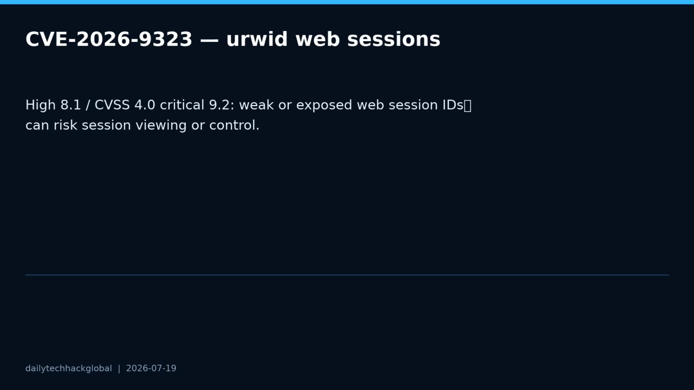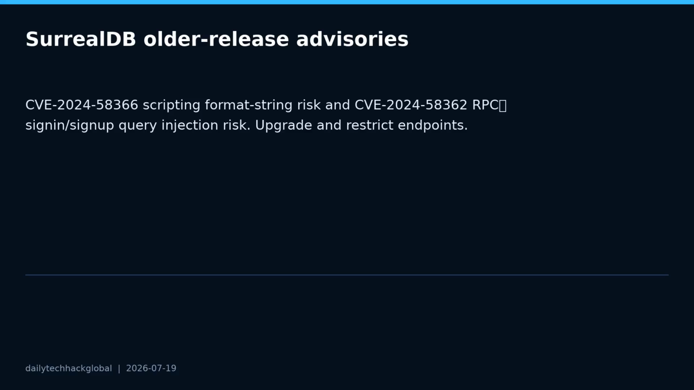utilities. Fourth, two SurrealDB advisories are worth checking if you run older releases. CVE-2024-58366, rated CVSS 8.5 under version 3.1, concerns format string handling in scripting-enabled deployments before version 1.1.1. CVE-2024-58362, rated CVSS 8.8, concerns RPC sign-in and sign-up handling before 1.5.5 and certain 2.0 beta builds.